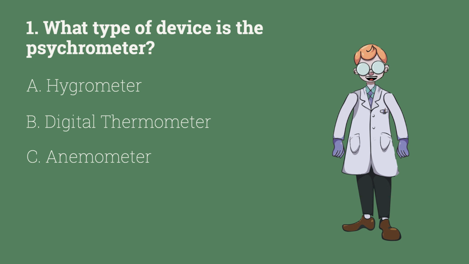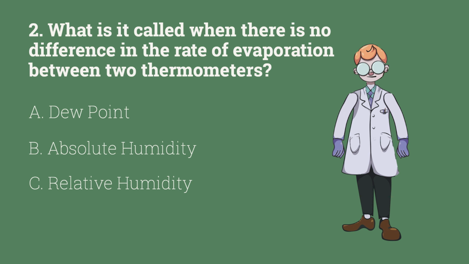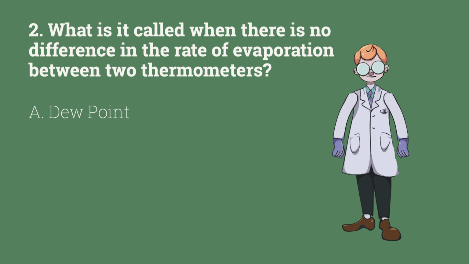Time for some review questions. Question 1. What type of device is the psychrometer? A. Hygrometer, B. Digital thermometer, or C. Anemometer? A. Hygrometer. Question number 2. What is it called when there is no differences in the rate of evaporation between two thermometers? A. Dew point, B. Absolute humidity, or C. Relative humidity? A. Dew point.